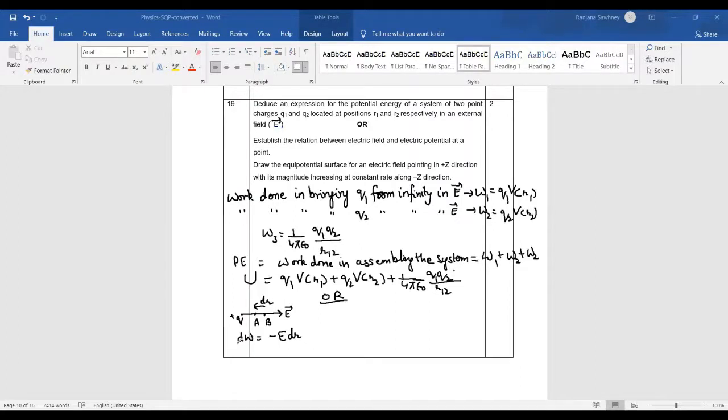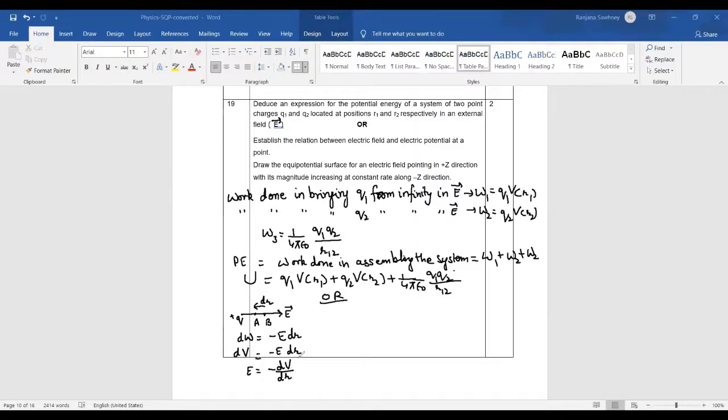Now this work done per unit test charge, we call it as the potential difference. So the small potential difference between the points A and B is this work done dV is equal to minus E into dr, and hence electric field is equal to minus dV by dr, that is, it is the negative of the potential gradient.